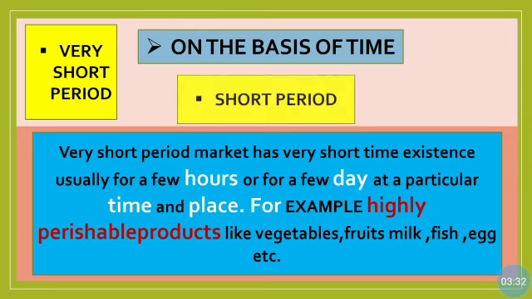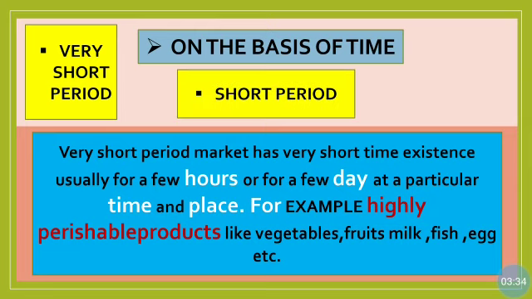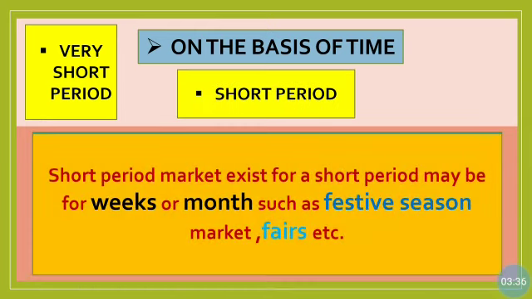Next type of market is short period market. These markets exist for a short period, maybe for weeks or a month. You must have seen markets during festival season, fairs, etc. Perishable and semi-durable goods are sold in such markets.